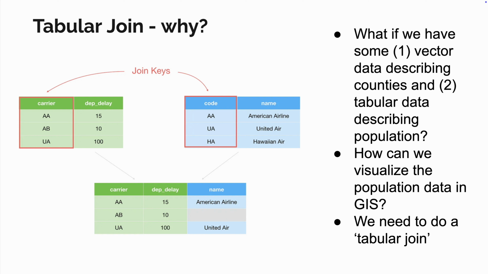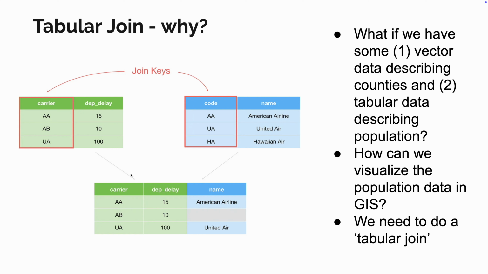So how do we visualize that non-geospatial data, and how can we combine it with existing geospatial data to visualize it? We need to do what's called a tabular join. So for instance, if we have some data describing county boundaries or census blocks, and then some tables describing population just in a spreadsheet, can we append the tabular population data to the geospatial data describing the county outlines so that we can make a map of, for instance, population density? That's what we're going to do today with a tabular join.